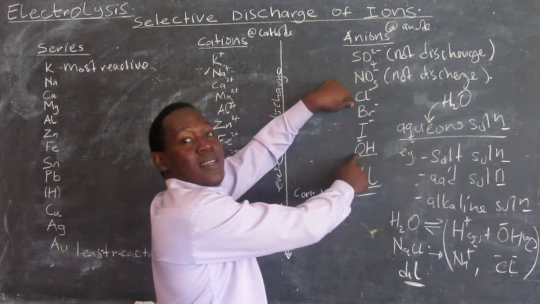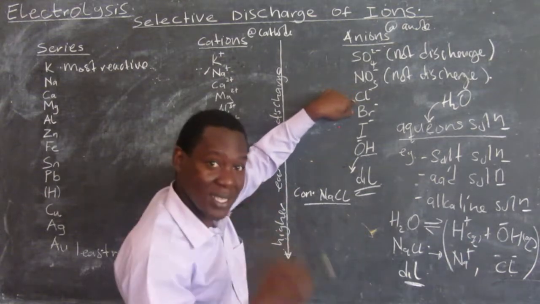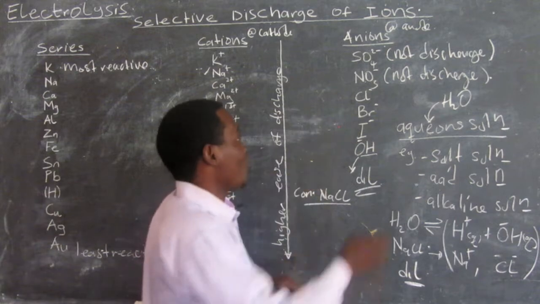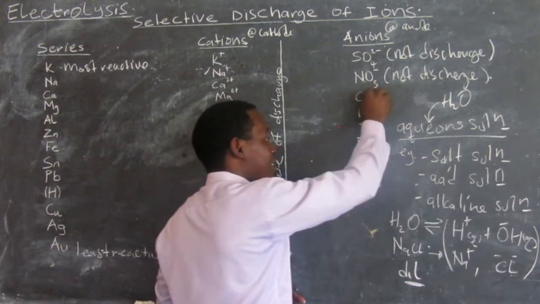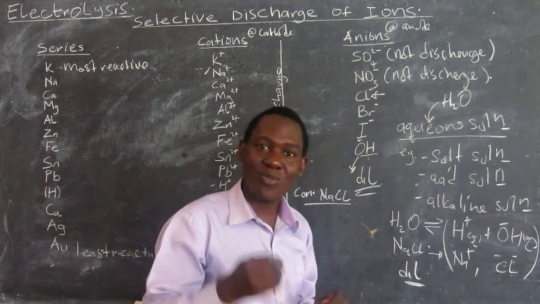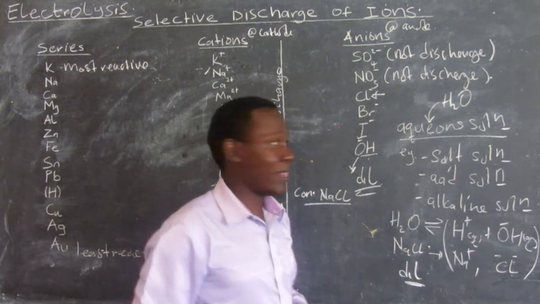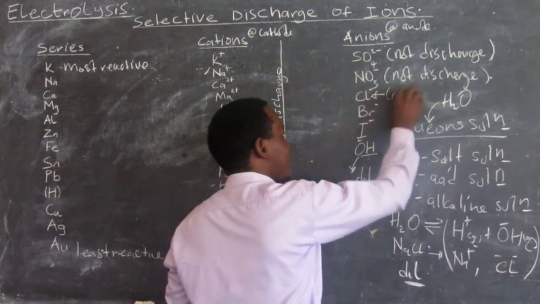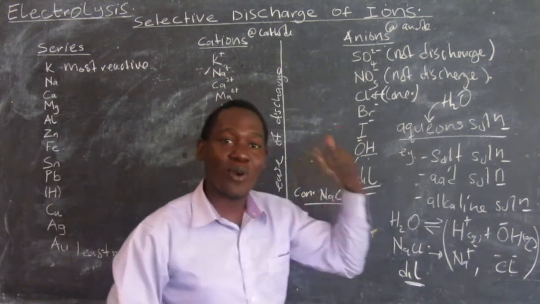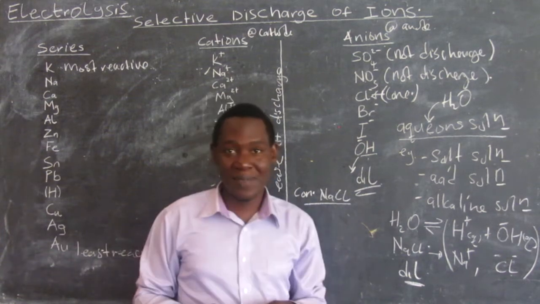But in this case, if the thing is concentrated, we shall not discharge the one which is in the lower position, but we shall discharge the one which has more of the solute. In this case, we shall discharge the chloride ion instead of the hydroxide ion. Reason being, the concentration of chloride ions in the solution is much higher than the concentration of the hydroxide ions. Therefore, this one is to be discharged for a concentrated solution. For a concentrated solution, we discharge the one which is more concentrated than the one which is less concentrated. You need to be very critical on that.